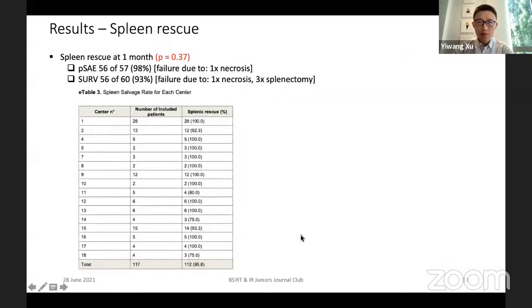The primary endpoint, splenic rescue rate. At 1 month, there's no significant difference between the two. The prophylactic arm achieved 98%, with 1 that went a bit too far and became necrotic. The other group achieved 93% in the watchful wait arm, with 1 necrosis and 3 splenectomies at 1 month. There's a breakdown of different centers and how they achieved the splenic rescue. As you can see, the overall rate is very high, in the high 90s. We'll come back to that in the discussion.